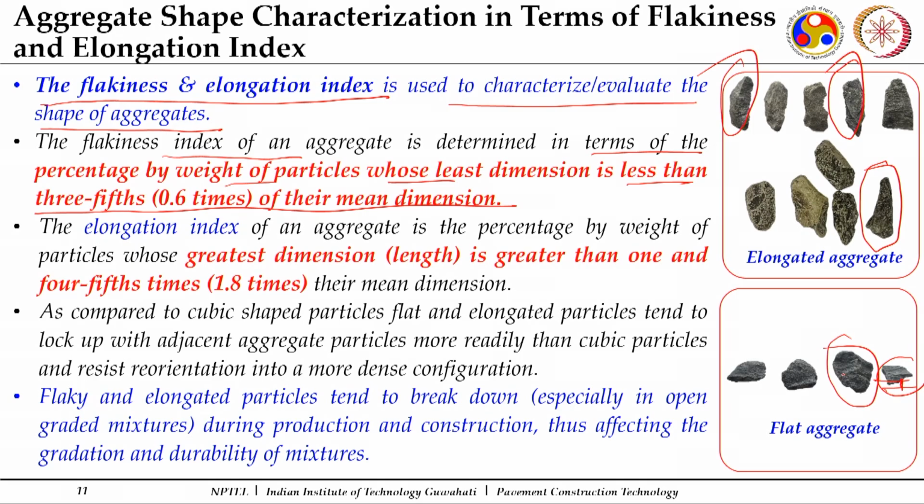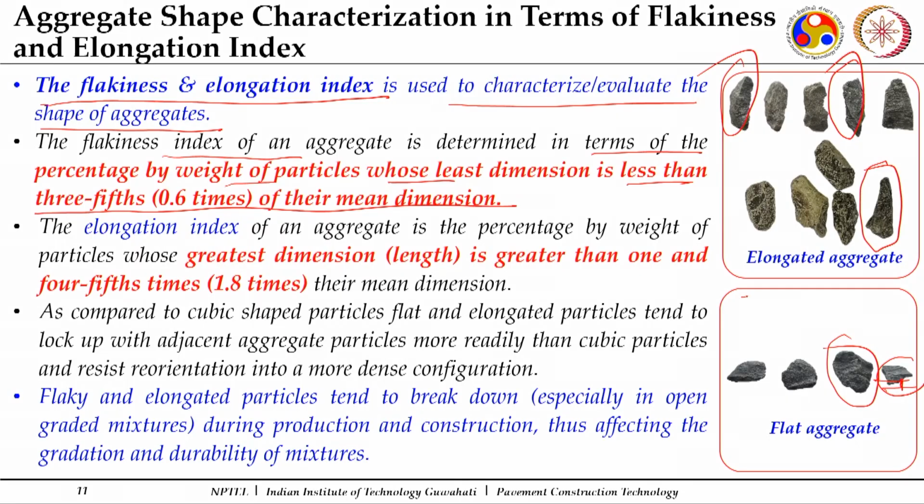If I have an aggregate particle, its mean dimension is normally worked out by sieving it through two consecutive sieves. So, if I have an aggregate which is passing through a 50 mm sieve and retained on a 40 mm sieve, I will say that this aggregate has a mean dimension of 45 mm. Any aggregate passing through 50 mm and retained on the 40 mm sieve will have a mean dimension of 45 mm.